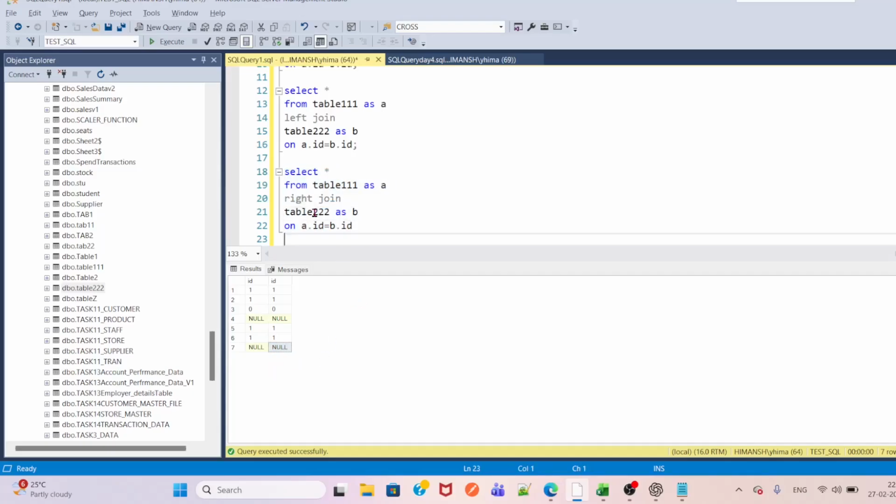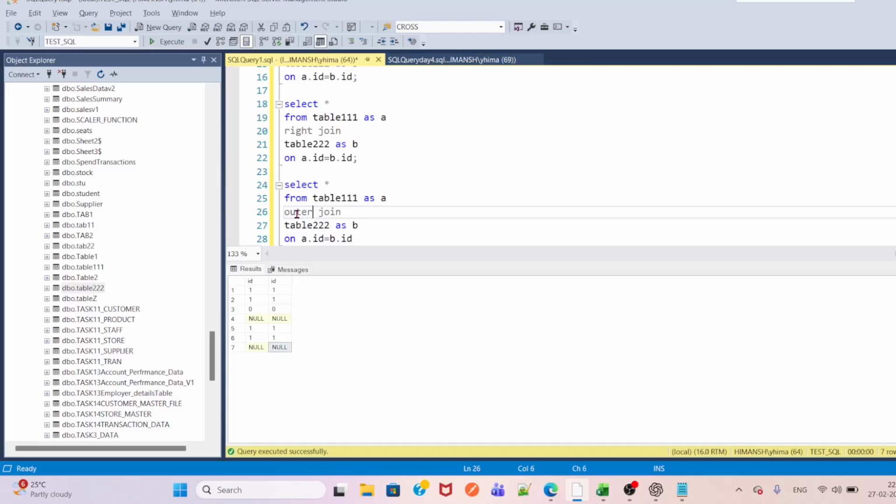Okay, if you talk about the outer join, let's copy paste the same code and write the outer join. Oh sorry, we will write the full join. Okay, let's run it. So you can see a total of 8 records are coming: 5 inner plus 1 null which is in the left table and the 2 nulls which are in the right table. Okay, so in this way we are getting 8 records.